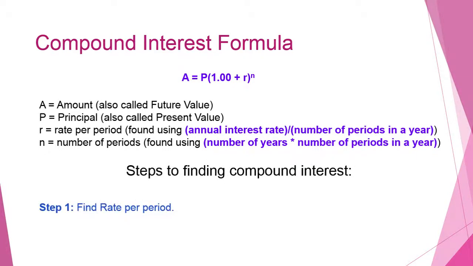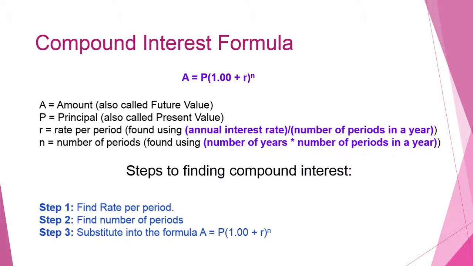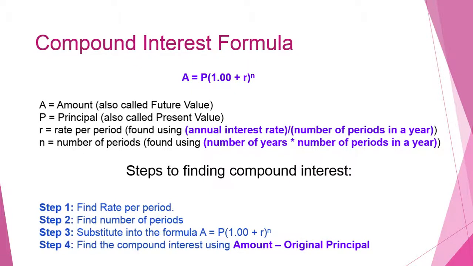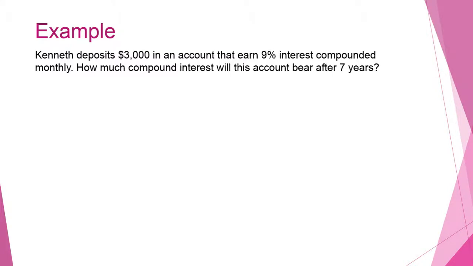So here are the steps, and remember, these steps are for the formula and not the table. First step is to find rate per period. Second step is to find the number of periods. And third step is to substitute all that information we found into the formula A equals P times (1 plus R) to the n power. And the last step to find the compound interest is to take the original principal and subtract it from the amount.